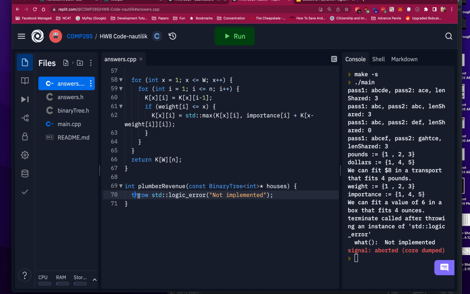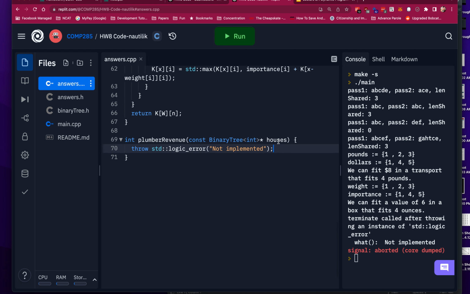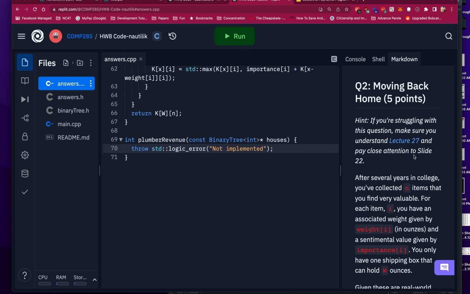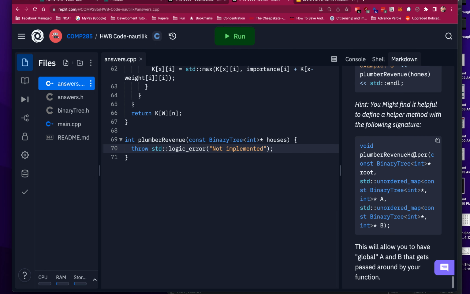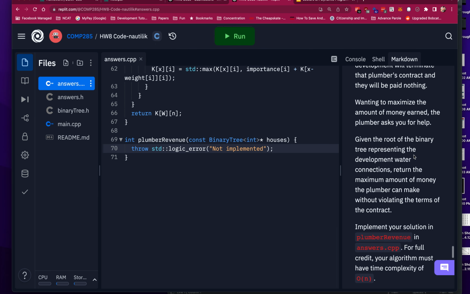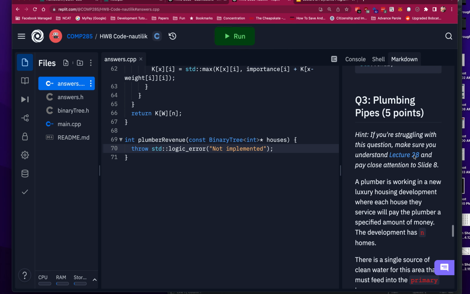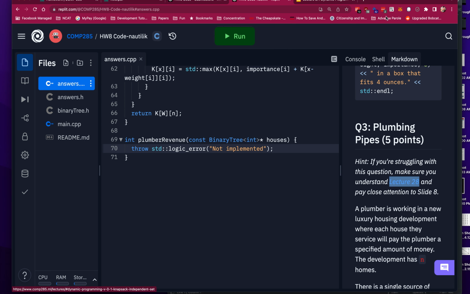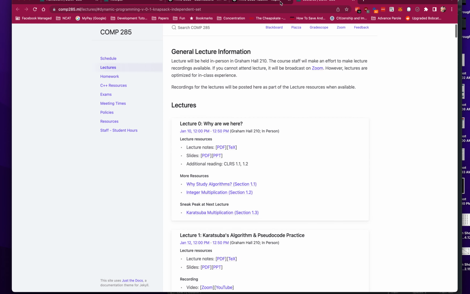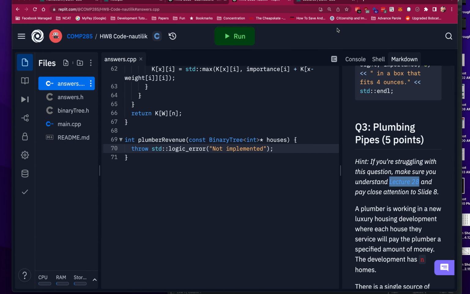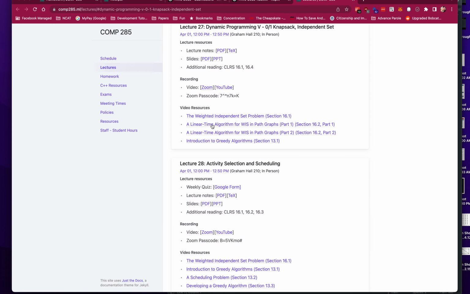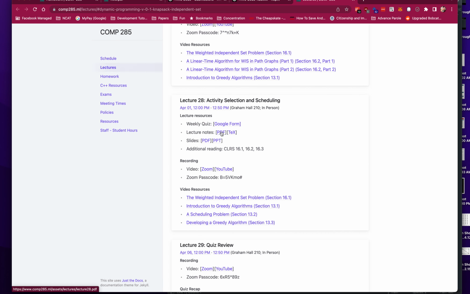The last one's a little trickier, I'll say. You have a binary tree. This one's actually kind of tricky to implement. So I do point you in the markdown. I tell you, hey, something you can do here is head on over to lecture 28 and look at slide 8 for the pseudocode. So we look at lecture 28. Oh, I put the wrong link, it looks like.